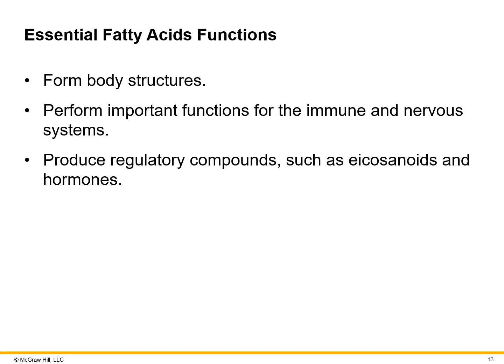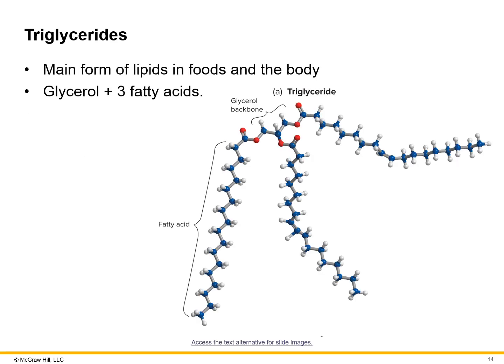So why do we need them? Again, they form body structures. So we need them. We don't necessarily use them by themselves, but we use them to make other molecules. They help with our immune function as well as our nervous system, and they can be regulatory. So it helps even with our inflammation. They can be used in hormones. So again, we have to take those in our diet.